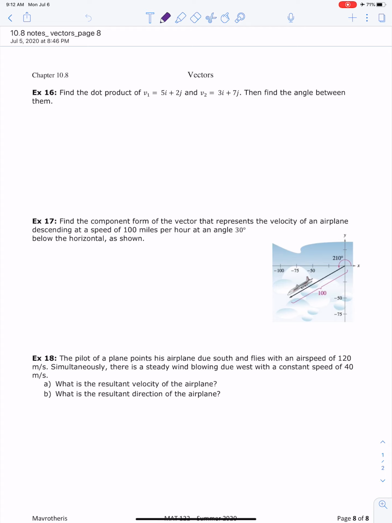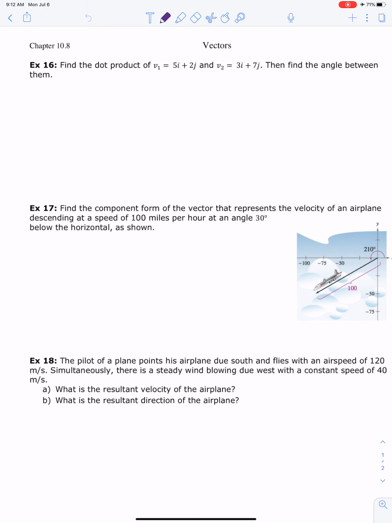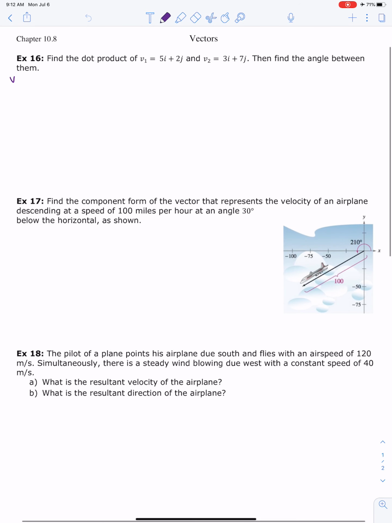So let's start with example 16. We want the dot product of v sub 1, which is 5i plus 2j, and v sub 2, which is 3i plus 7j. Then we want to find the angle between them. We know from the last page that the dot product is fairly straightforward. V sub 1 dot v sub 2 is 5 times 3 plus 2 times 7, 15 plus 14, which is 29. There's our dot product.